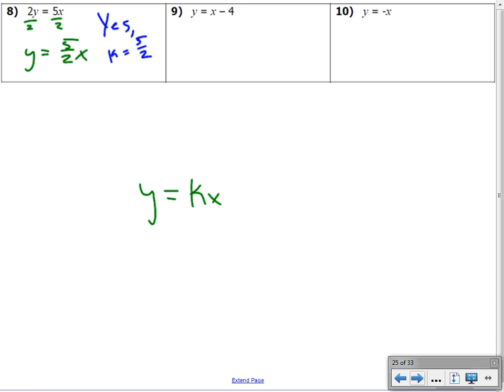Number 9, we can see the y-intercept here is negative 4. It's not 0, so this one is not a direct variation. Number 10, we have a y-intercept of 0, and the number in front of x is negative 1, so we're going to say, yes, this is a direct variation, and our constant of variation is negative 1.